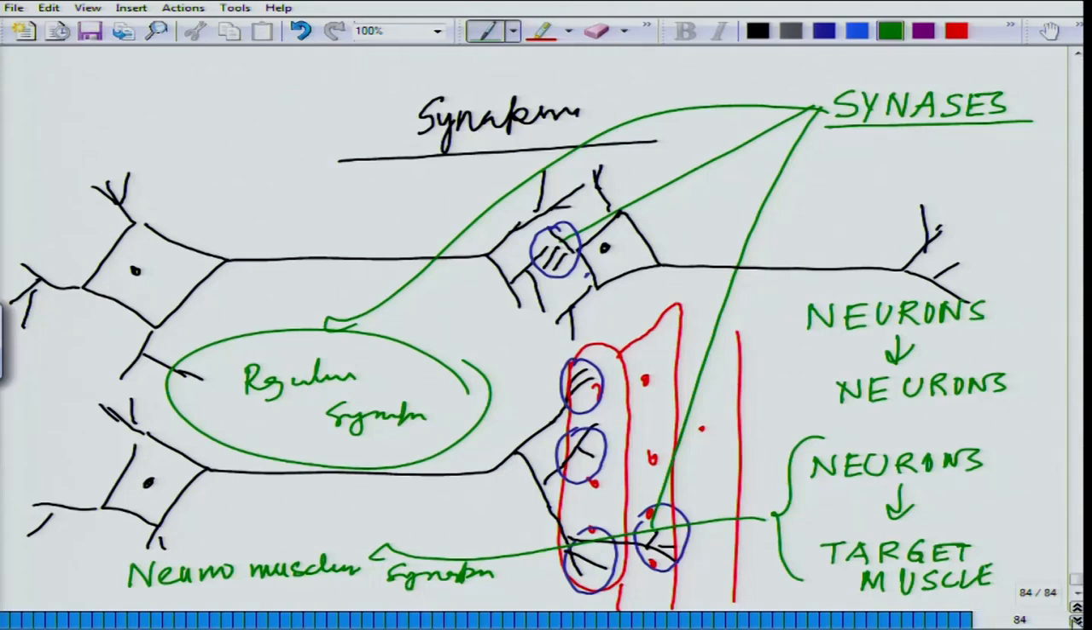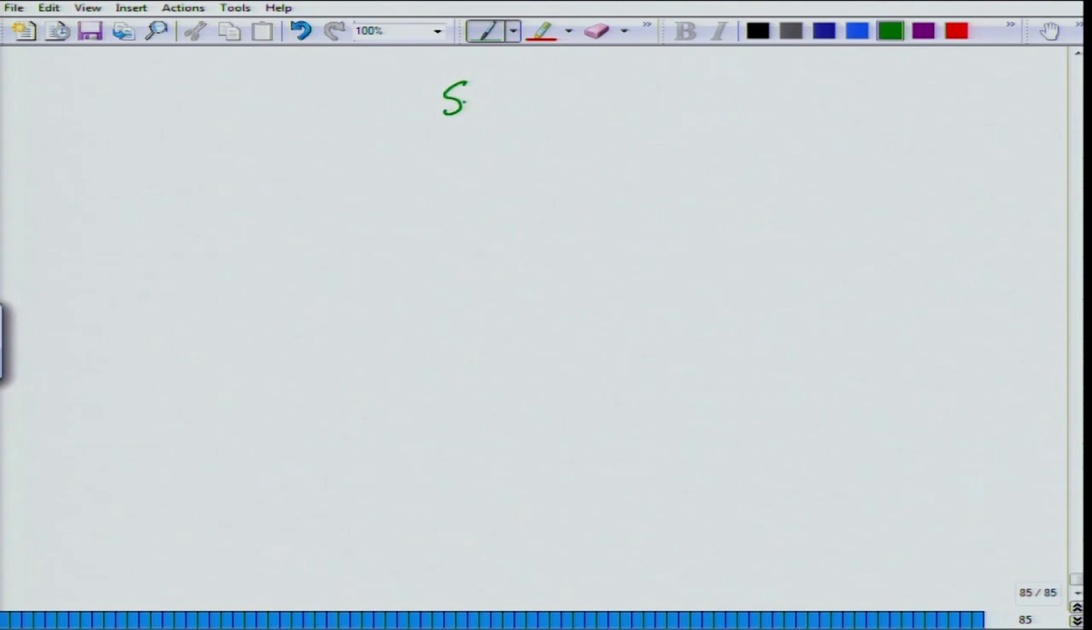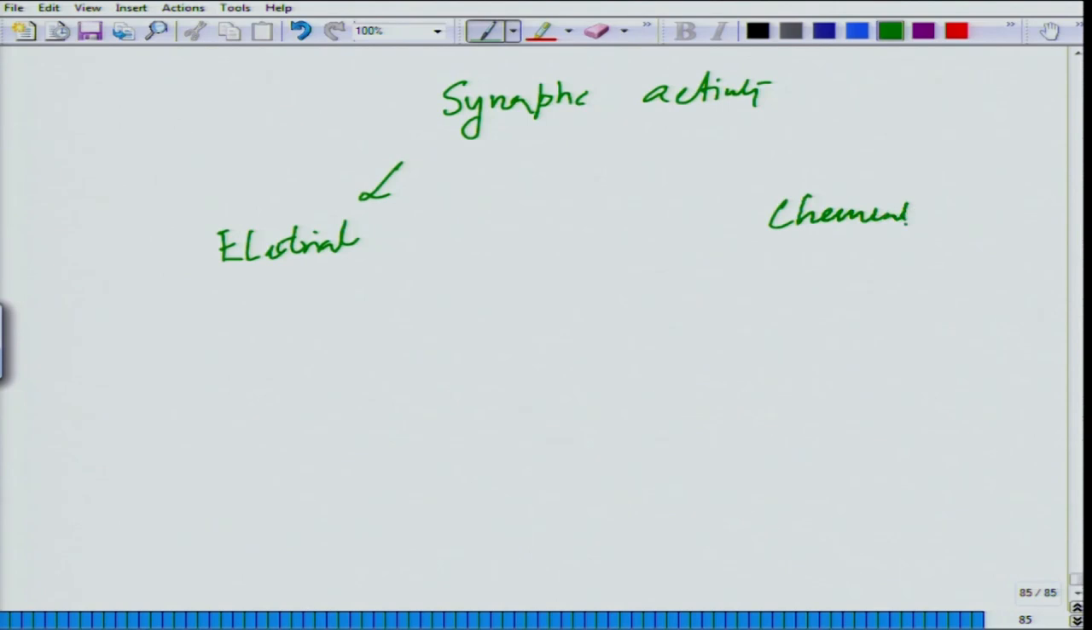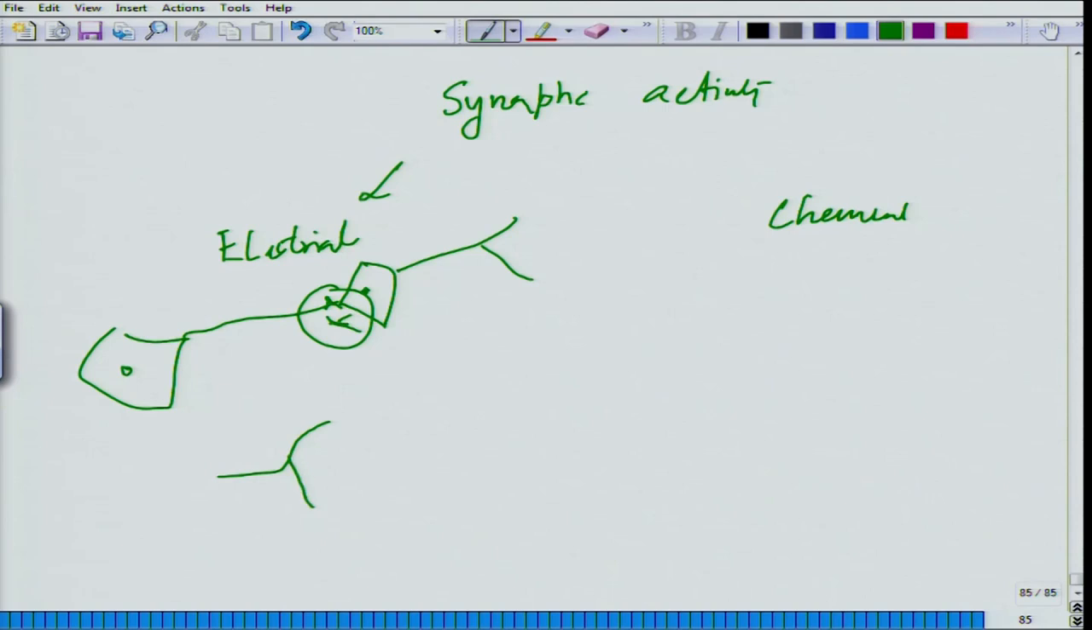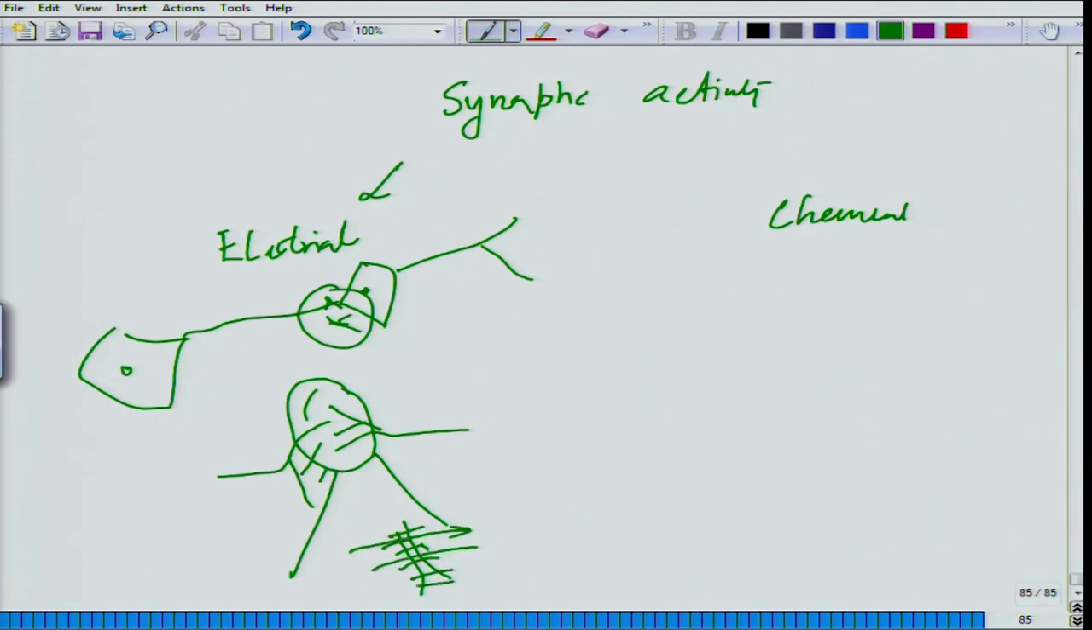Okay. So, synaptic activity could be electrical as well as chemical. What do we mean by electrical and chemical? Electrical synapses are very rare and very few in the body. Electrical synapses means, say for example, here is the contact point between the axon terminal and the dendritic part. If I amplify this, this is the axon terminal and these are the receiving dendrites. This is where the synapse is forming. Between these two processes there are gap junctional connections, the electrical connection, which allows the flow of information.